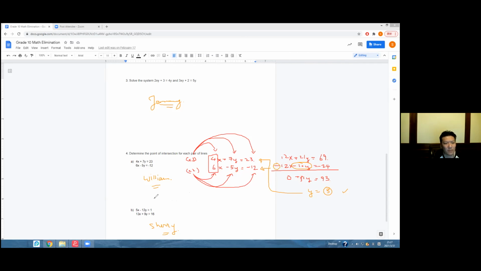I feel like the y would be better. Okay, so let's eliminate the y's, okay? So we have 12 and 9. What's the lowest common multiple between 12 and 9? Let me see.